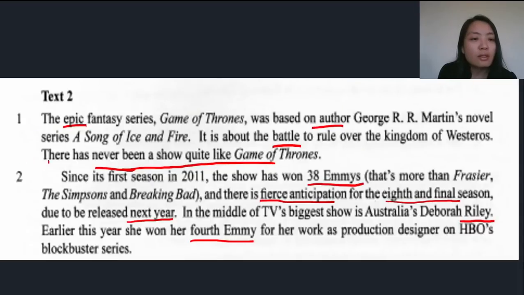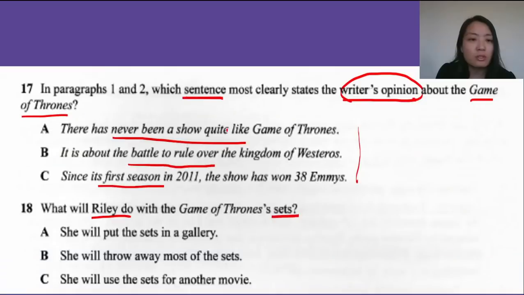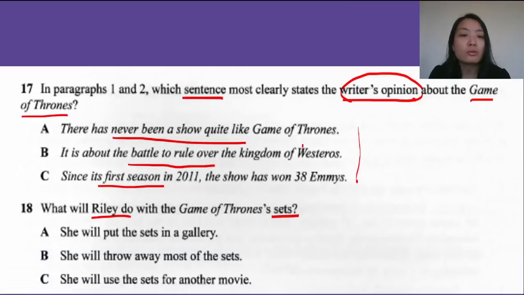So earlier that one, there has never been quite a show. Okay, that one was here. There has never been quite a show. Shows you, okay, wow. And then that one, it's about a battle to rule over the kingdom. And then the other one, it says, since its first season, the show has won 38 Emmys. Okay, the show has won. Alright. Which one sounds more like an opinion to you? Alright, opinion is what that person feels about the Game of Thrones.